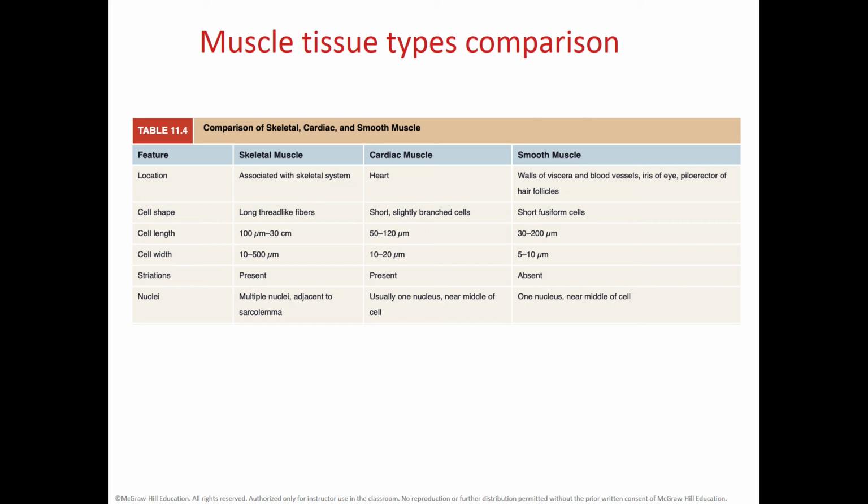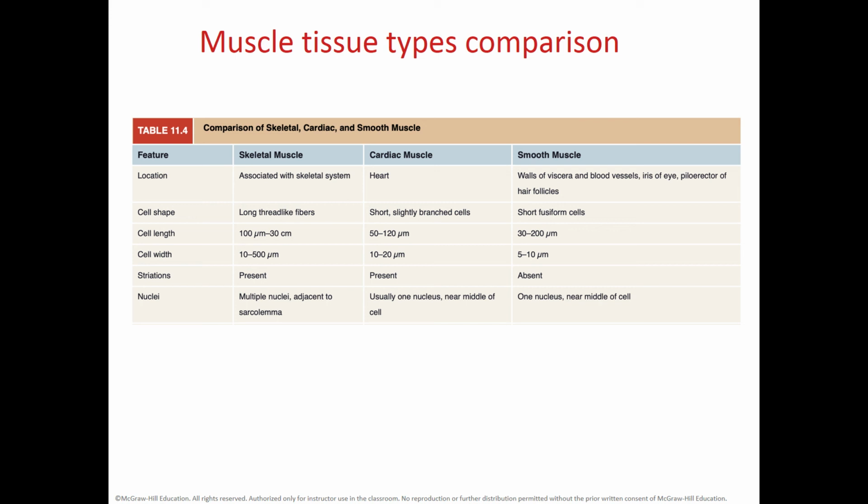Now, let's compare the different muscle types, because we not only have skeletal muscle. So we have cardiac muscle cells as well and smooth muscle cells. Skeletal muscle cells are mainly associated with the skeletal system, and cardiac muscle cells are only located within the heart, and smooth muscle cells are located in the walls of hollow viscera like blood vessels, like the uterus, like ureters, etc.